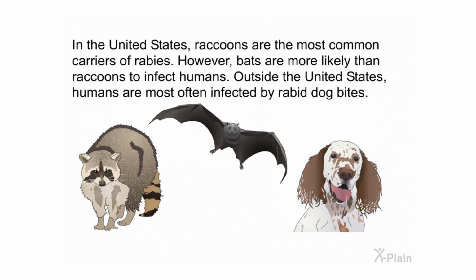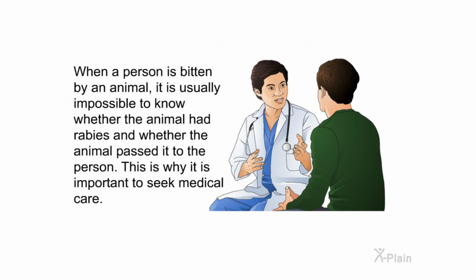In the United States, raccoons are the most common carriers of rabies. However, bats are more likely than raccoons to infect humans. Outside the United States, humans are most often affected by rabid dog bites. Diagnosis. When a person is bitten by an animal, it is usually impossible to know whether the animal had rabies and whether the animal passed it to the person. This is why it is important to seek medical care.